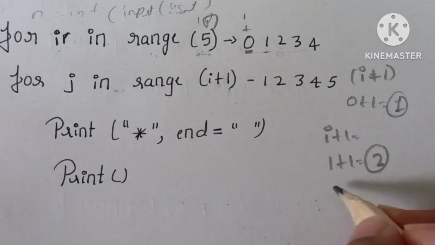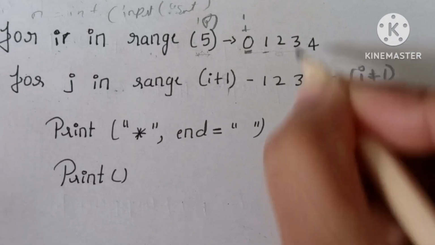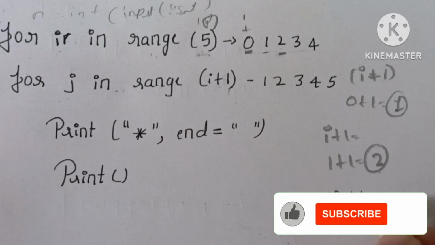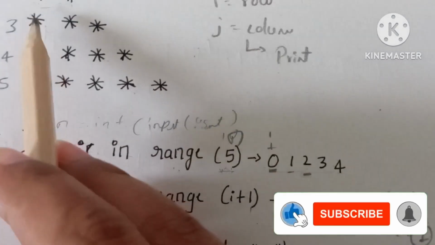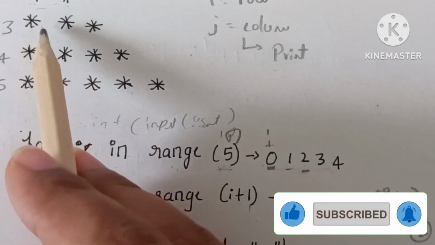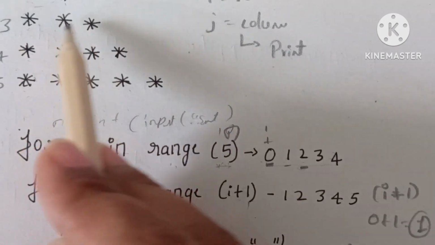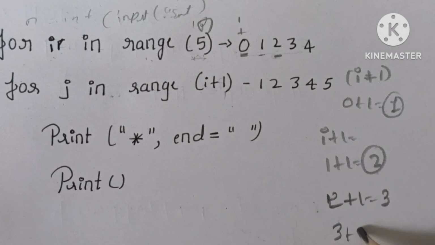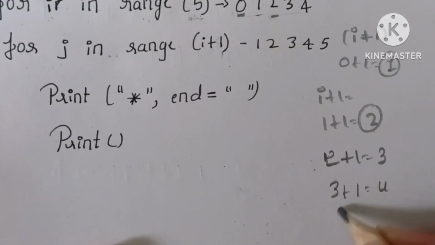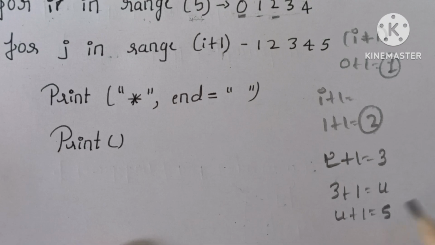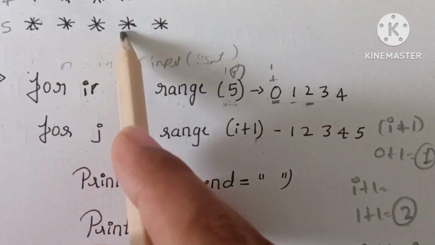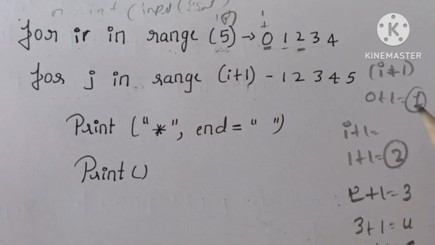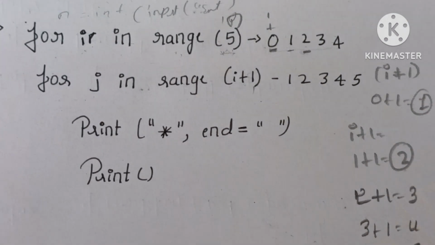Again it goes like this. Now i equals 2, so 2 plus 1 equals 3, and the third value is stored: 3 stars, 1 2 3. Again 3 plus 1 equals 4, again 4 plus 1 equals 5. So the last one, 5 stars, will be stored. Like this it will be analyzed.